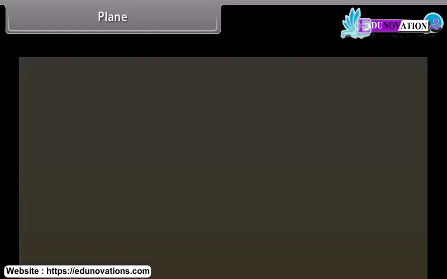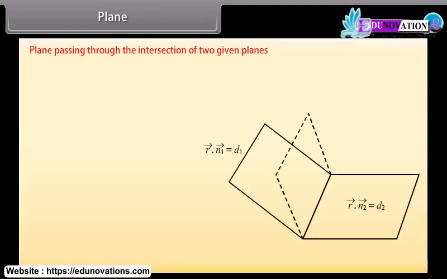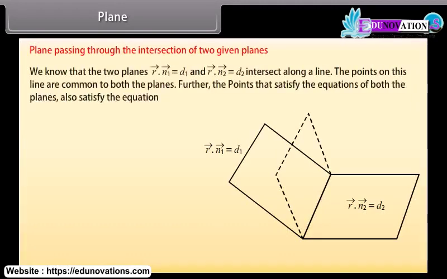Plane. Plane passing through the intersection of two given planes. We know that the two planes, dot product of vector r and vector n1 equals d1, and dot product of vector r and vector n2 equals d2, intersect along a line. The points on this line are common to both the planes. Further, the points that satisfy the equations of both the planes also satisfy the equation dot product of vector r and vector n1 plus lambda n2 equals d1 plus lambda d2, where lambda belongs to R.